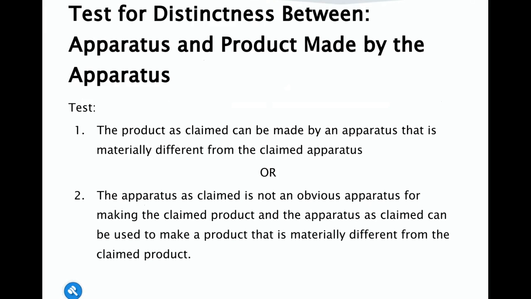The final category of related inventions we will consider is a claimed apparatus and a product made by that apparatus. As with the other categories we considered, a one-way material difference must be established in order to meet the distinctness criteria for related inventions.